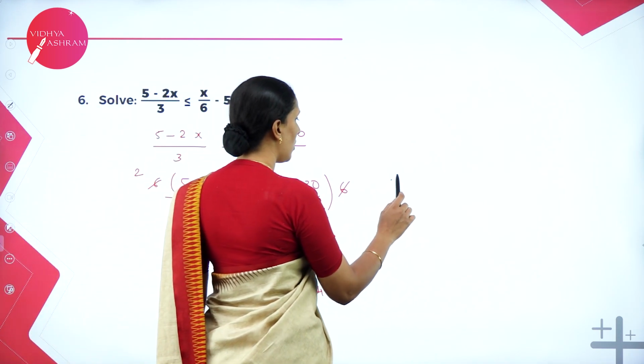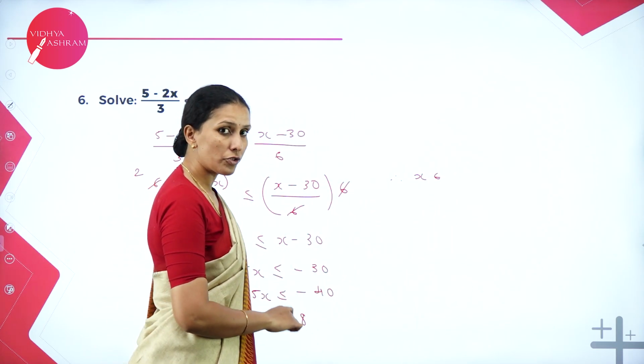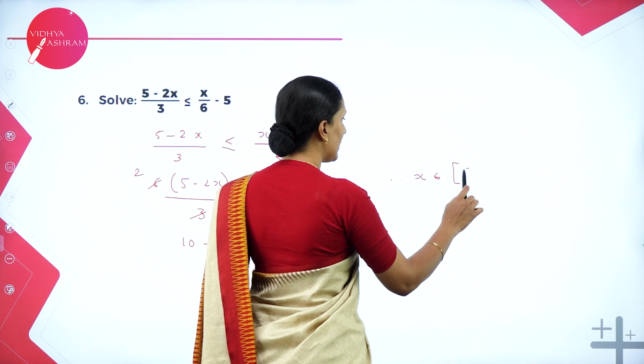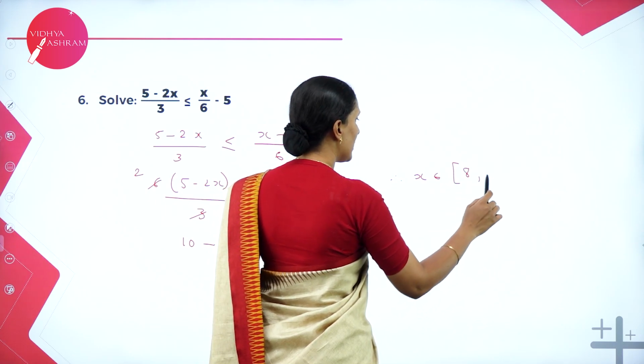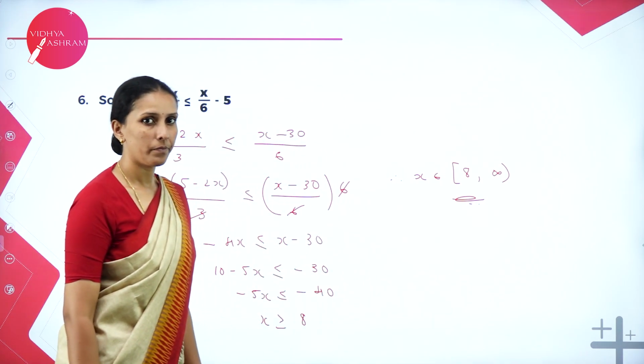So when I say greater than or equal to, that means it's a slack inequality. It also includes 8. So greater than or equal to 8 means 8 until plus infinity. So therefore this is the solution.